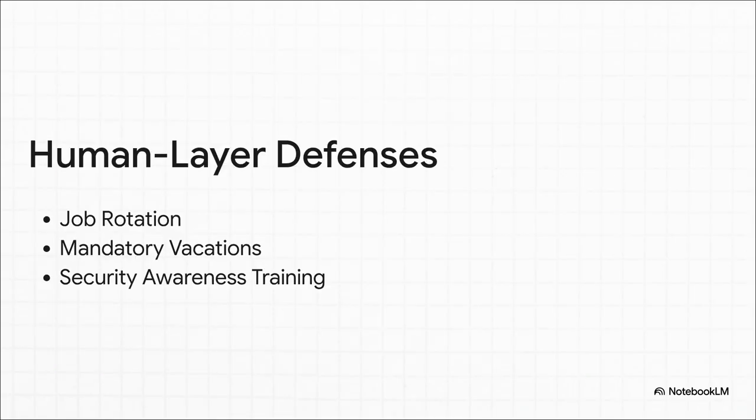And the defense doesn't stop there. There are other really clever human-focused tactics. Things like job rotation, where you move people between different roles, that can uncover irregularities pretty fast. Mandatory vacations are a big one too. It forces someone else to step in and do a person's duties, which can reveal any fraudulent activity they were trying to cover up. And maybe most important of all is security awareness training, which helps turn your employees from potential risks into your absolute first line of defense.